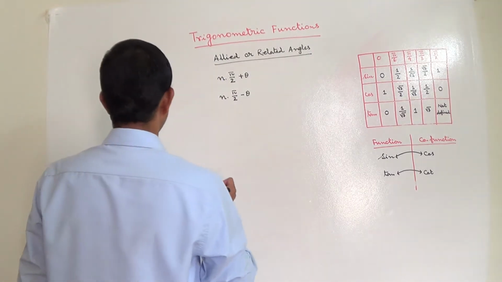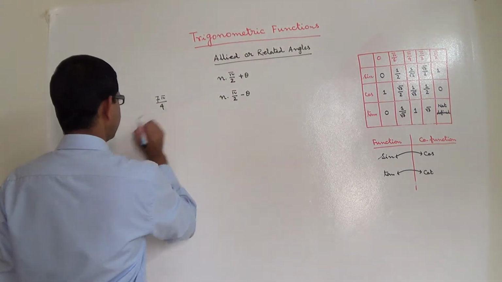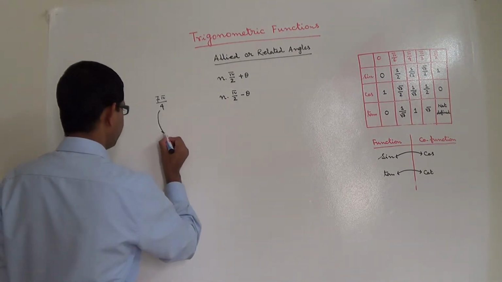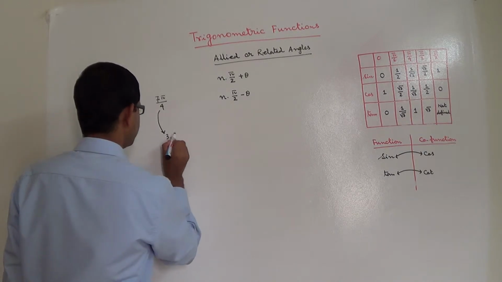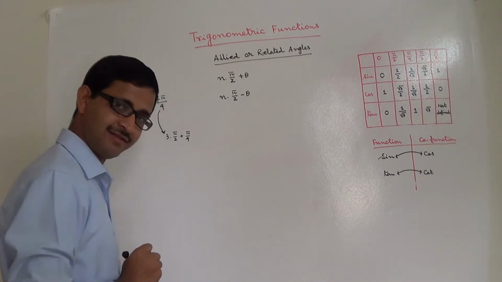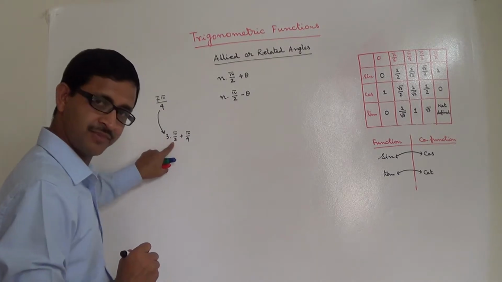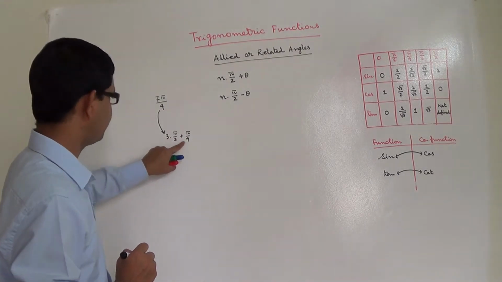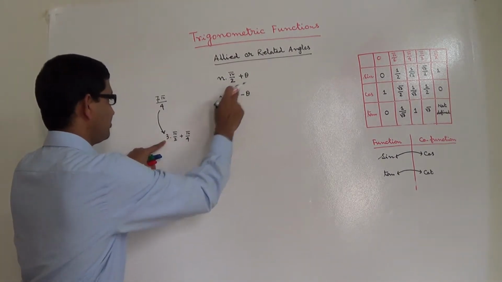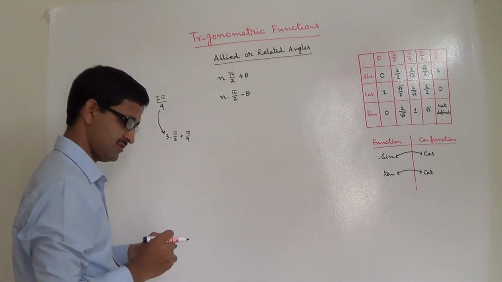For example, if someone asks, okay, is 7 pi by 4 an allied angle? Let's say we can express 7 pi by 4 like this. It is 3 into pi by 2 plus pi by 4. Yes, it is an allied angle. Why? I can express 7 pi by 4 as 3 into pi by 2 plus pi by 4. Here n is 3, an integer, and theta is pi by 4, an acute angle. So yes, this is an allied angle.